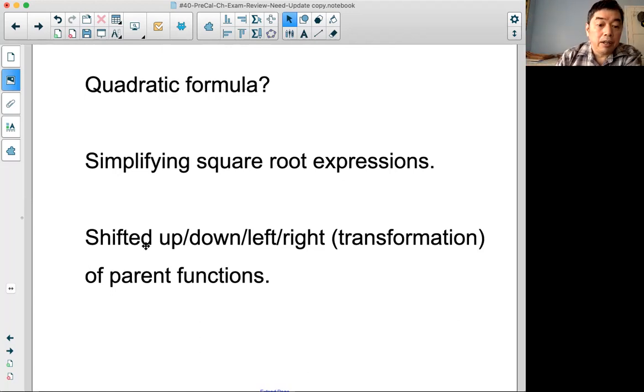All right. Shifted up, and left and right, that's a transformation of the parent function. The parent function could be y equals square root of x, and if you shift it one up and right half, how do you write that down?